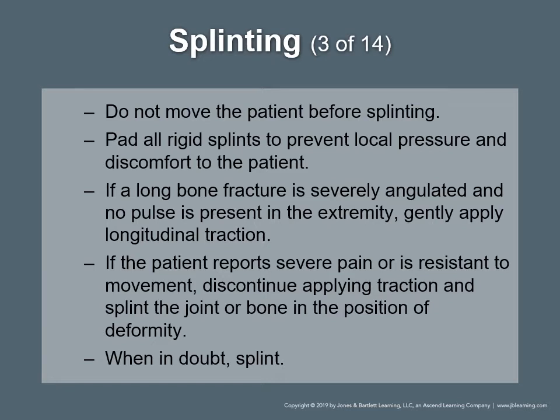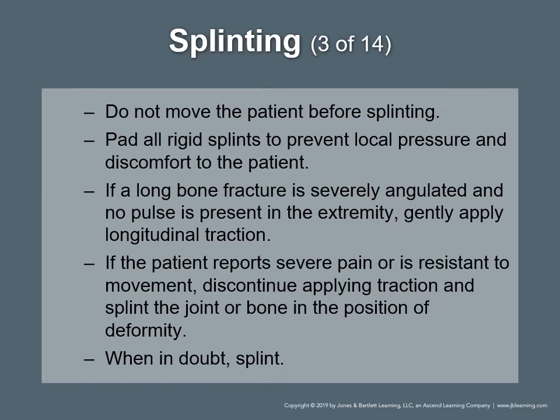For fractures, the splint should immobilize the bone ends and the two adjacent joints. For dislocations, the splint must extend along the entire length of the bone above and the entire length of the bone below the dislocated joint. Pad all rigid splints to prevent local pressure and discomfort to the patient. Manually support the injured site with hands placed above and below the injury.